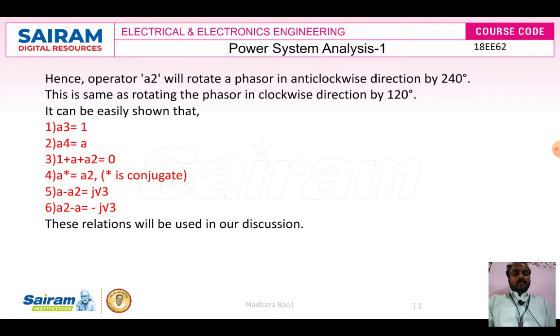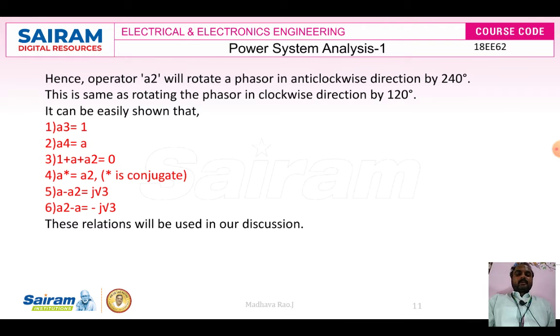A cube is equal to 1. A cube means A into A into A, which gives 1 at an angle 0 degrees, with magnitude 1 and angle 0. Since cos 0 is equal to 1 and sin 0 is equal to 0, A cube is equal to 1. A power 4 is equal to A, because A power 4 can be written as A cube into A, so you get A.